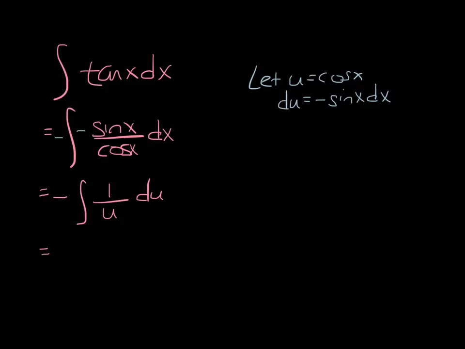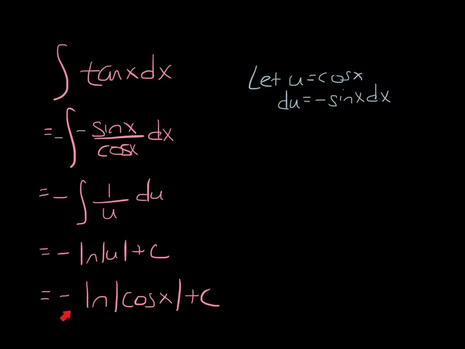And we know that the integral of 1 over u is the ln of u, and that u is cosine. So the integral of tangent is equal to negative the natural log of the absolute value of the cosine x plus c.